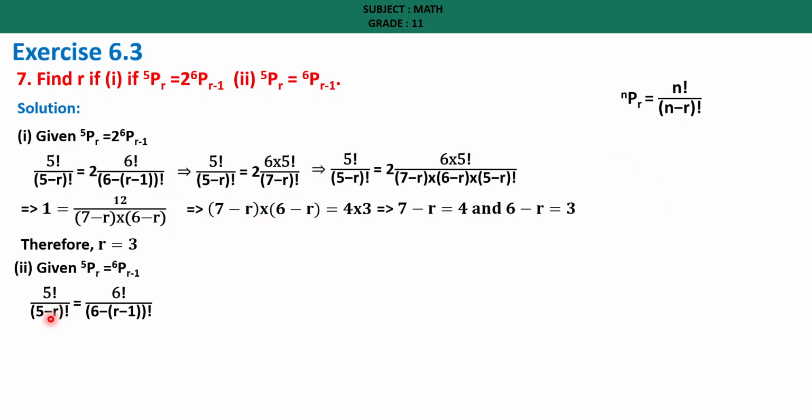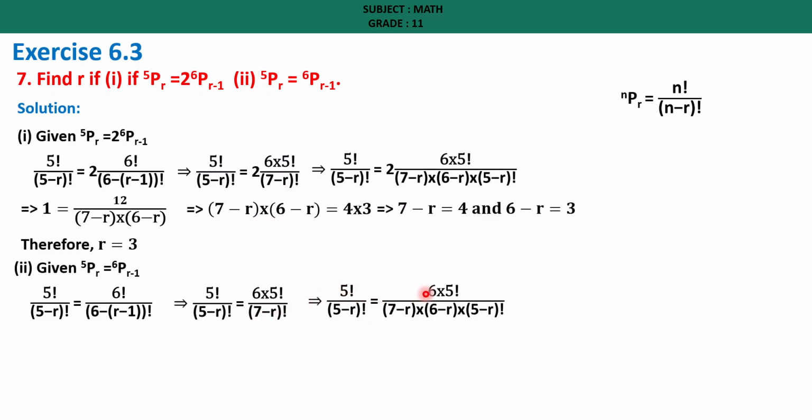That is 5 factorial divided by (5 minus r) factorial is equal to 6 factorial divided by (6 minus r minus 1) factorial. That is 5 factorial divided by (5 minus r) factorial is equal to 6 into 5 factorial divided by (7 minus r) factorial. Here 6 factorial, we write 6 into 5 factorial, (5 minus r) factorial, (7 minus r) into (6 minus r) into (5 minus r) factorial.